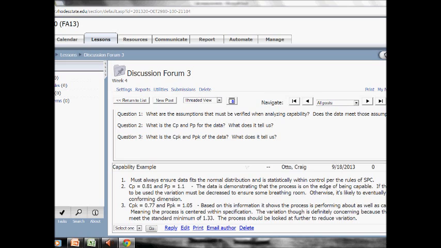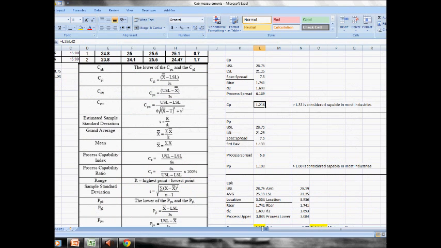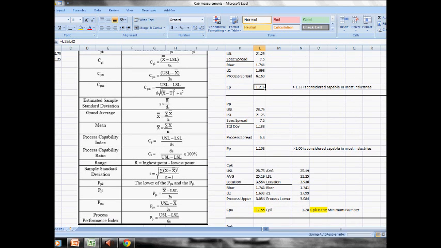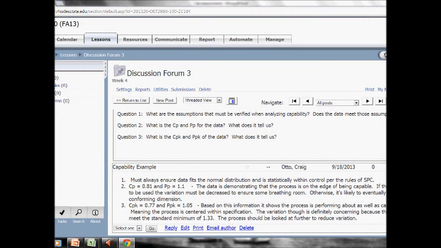And then the third question is about the CPK and PPK. What does it tell us? CPK, again, is wrong. It's not 0.77. I used the wrong D2 number. It's actually 1.15 or 1.16. But it would still be the same conclusion. Based on this information, the process is performing about as well as can be expected, meaning the process is centered within spec. The variation, though, is definitely concerning because the CPK does not meet the standard minimum of 1.33. The process should be looked at further to reduce variation.